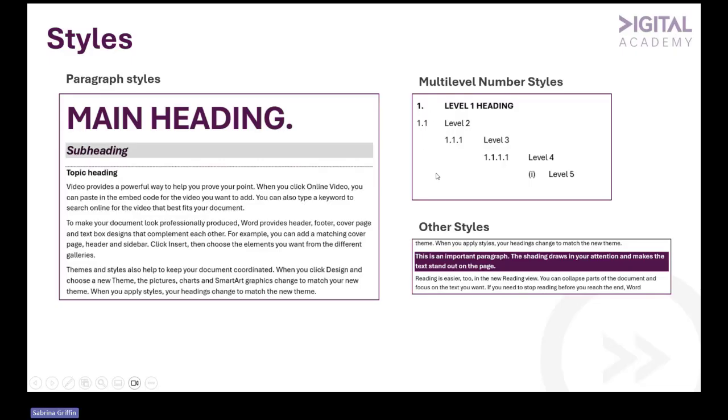We are also going to create a multi-level number style that looks very similar to this one, and we're going to create another style as well. We might do that on the third session. I'll see how we go, but we can have other styles in a document, maybe for important paragraphs that need to stand out. It's not necessarily a heading, but it's something that we need to be able to apply to add that kind of extra visual element.